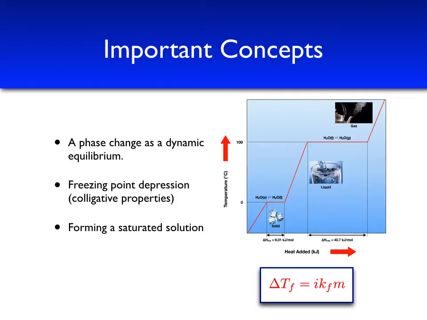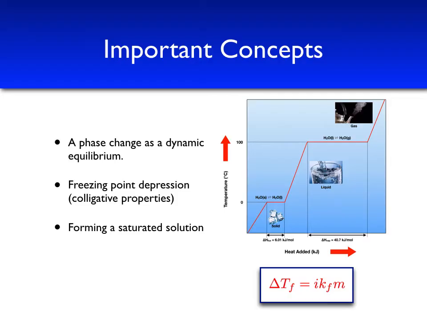We note that at the freezing point of water, 0 degrees Celsius or 273 Kelvin, both liquid water and solid water are at equilibrium with one another, meaning that freezing and melting occur at the same rate at the freezing point temperature of water.